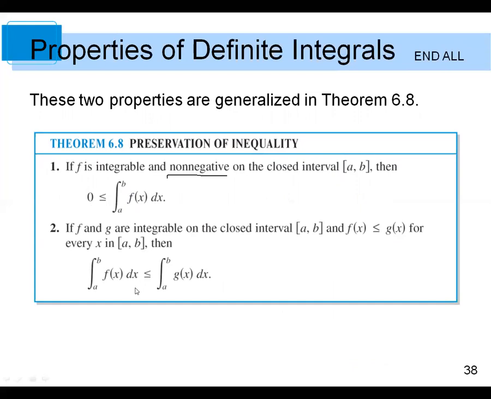Then if you have two functions that are both above the x-axis and g is always on or above f, then their respective areas or definite integrals, the definite integral of f is going to be less than or equal to the definite integral of g.